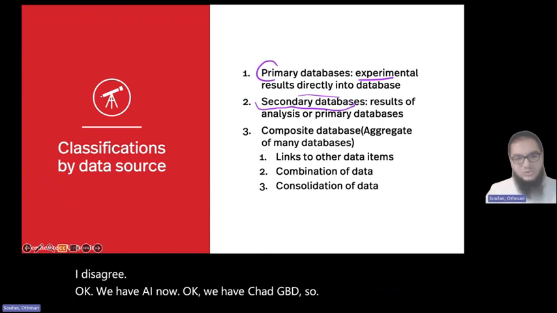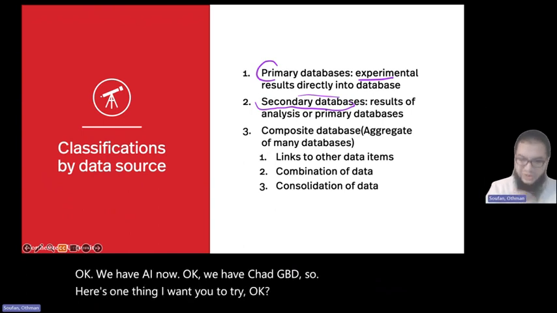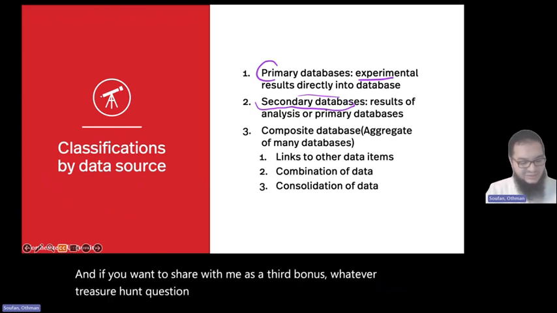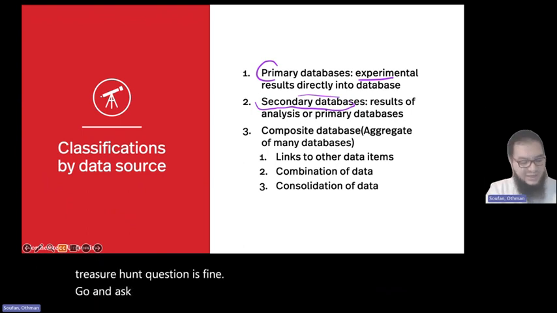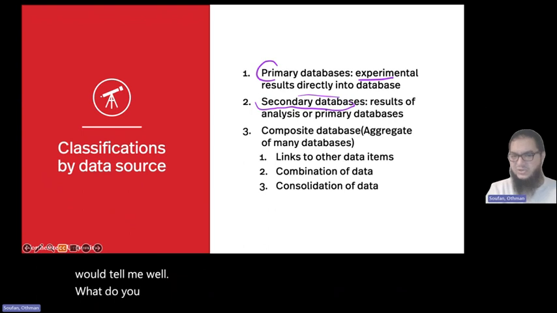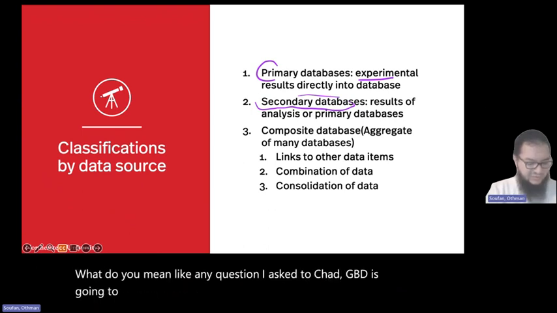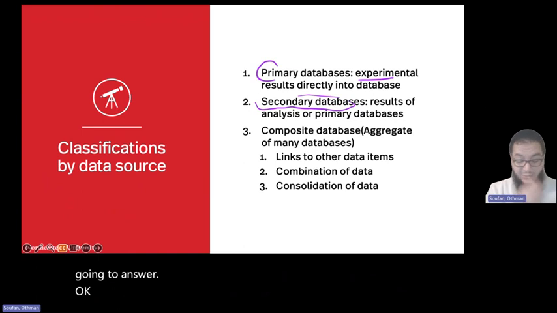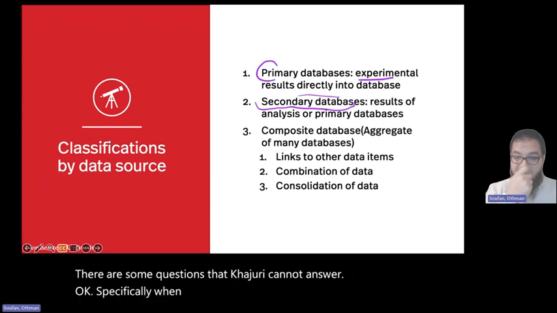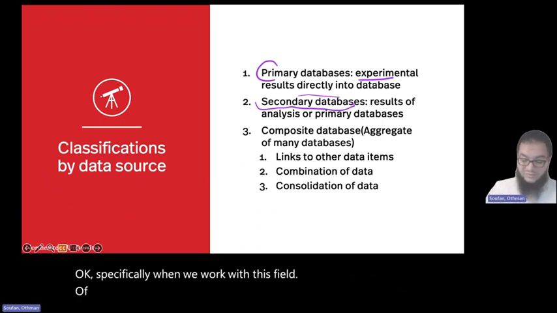So here's one thing I want you to try. And if you want to share with me as a third bonus, whatever treasure hunt question is fine. Go and ask ChatGPT a question that it cannot answer, and you would tell me, well, what do you mean? Like any question I ask ChatGPT is going to answer. Well, okay. There are some questions that ChatGPT cannot answer, especially when we work with this field of bioinformatics and biology.